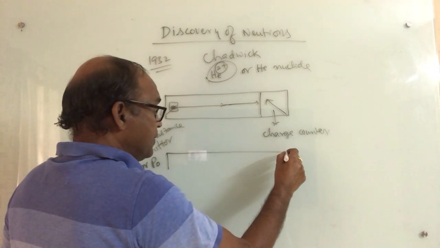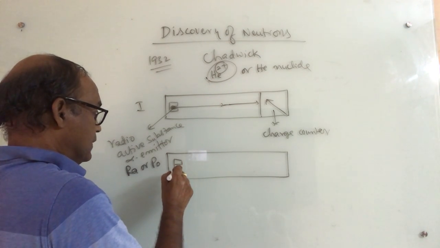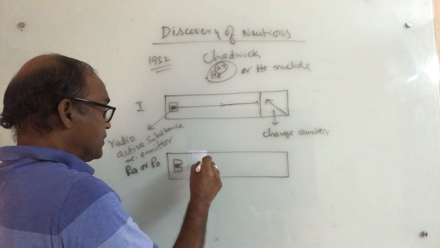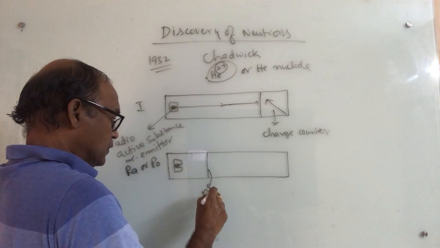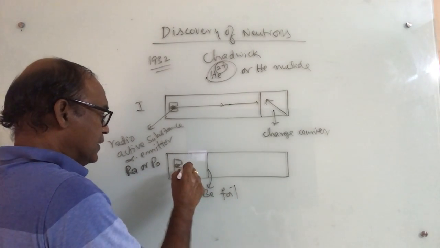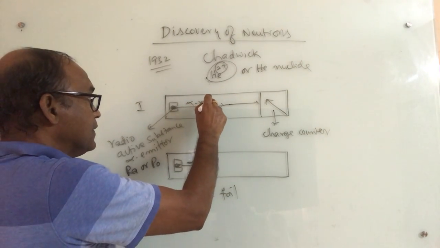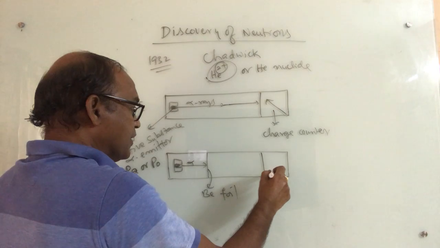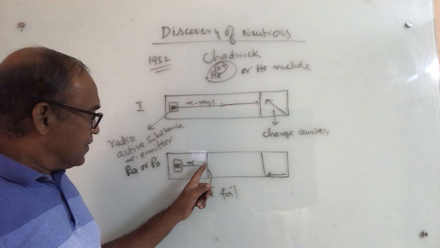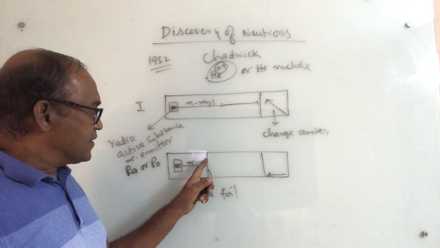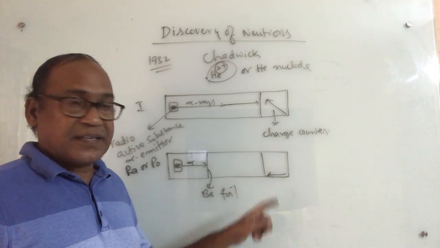Now in the same experimental setup, with the same radioactive substance, a beryllium sheet is taken. Beryllium foil is placed in between. Naturally the alpha rays, what we can see here, alpha rays. Here there is no deflection in the charge counter, indicating that either these charged particles, alpha rays, might be completely absorbed by the beryllium, or some other particles are being ejected.